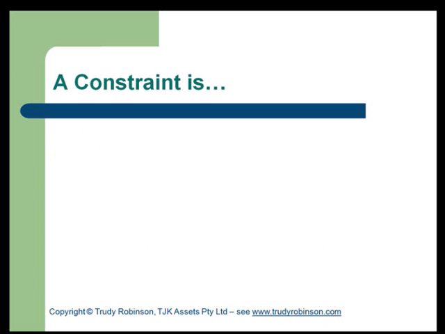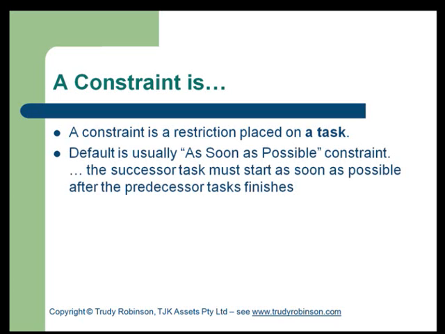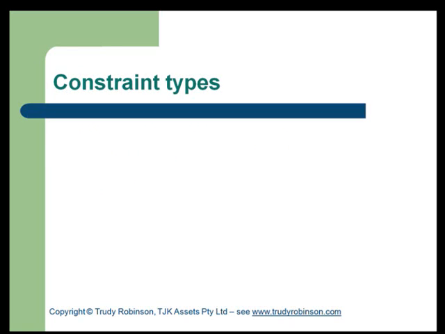Another concept relates to constraints. A constraint, obviously from the term, is introducing a restriction on a particular task. The default constraint is usually as soon as possible, so if you have two tasks, then the second task will commence as soon as it possibly can. However, there are other constraints.